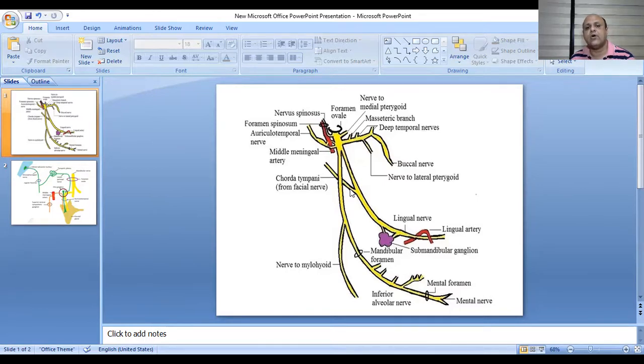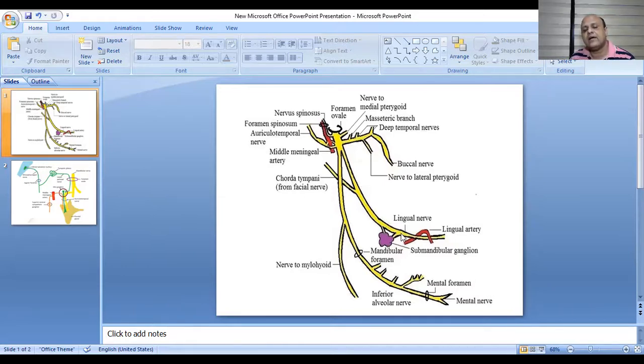So the fibers of the chorda tympani, which are gustatory, that is taste sensation, to the anterior two-third of the tongue and secretomotor to the submandibular and sublingual glands, are supplied through the lingual nerve. So the fibers of chorda tympani are supplied through the lingual nerve. Which fibers? The fibers for the submandibular and sublingual glands, these are secretomotor, and gustatory fibers for the anterior two-third of the tongue. So this was about the lingual nerve.